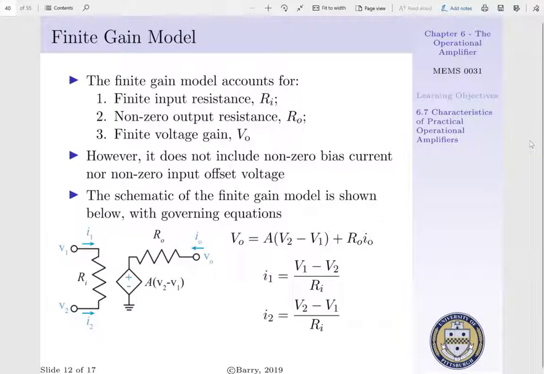We can combine this model with our offsets model to have a high-fidelity operational amplifier model. Now, the governing equations for the finite gain model are as follows.